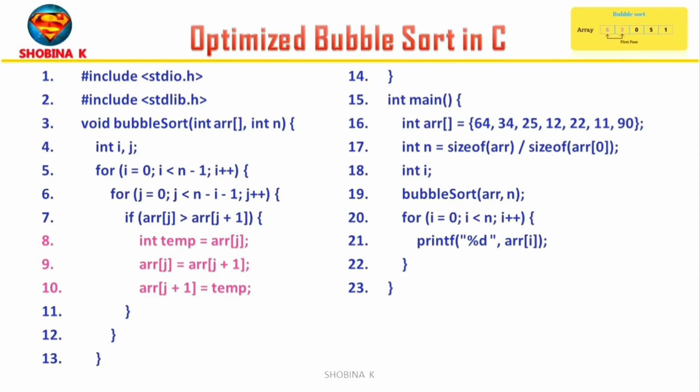And next we end the if statement. Along with that we end the nested for loop. And next up we end the for loop.